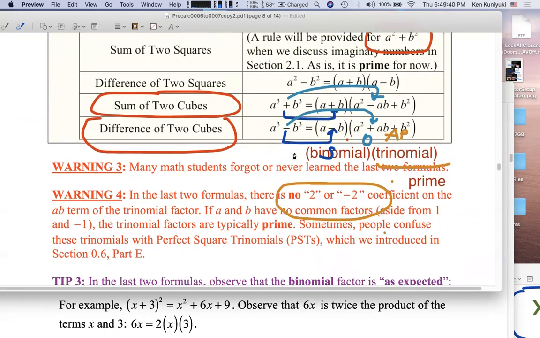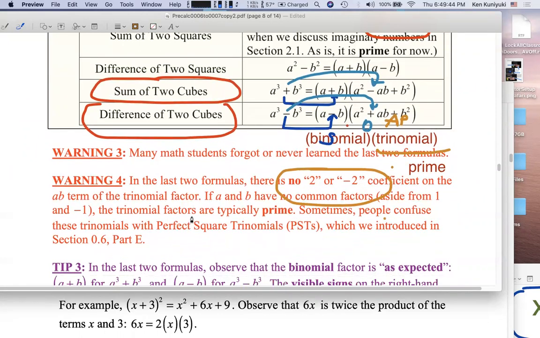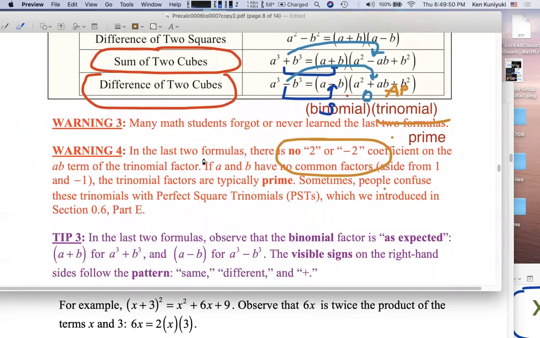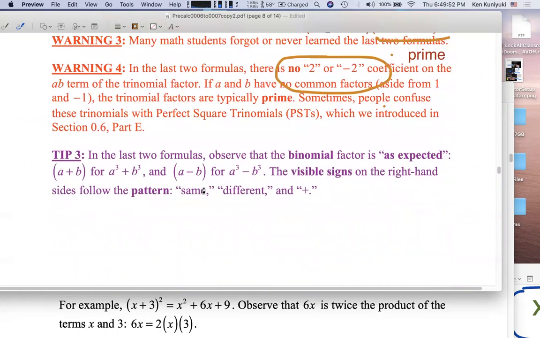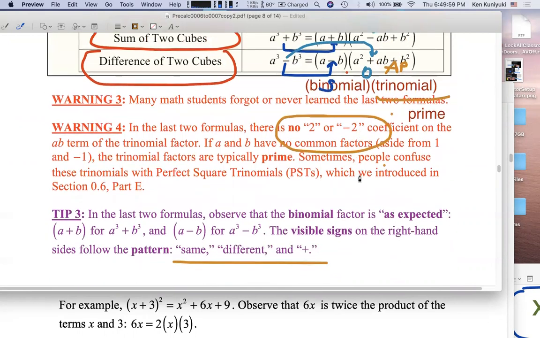All right, I'm assuming you've already factored out the GCF of the whole thing. Remember, if there's a GCF that's not 1 or -1, you got to factor that whole thing out anyway. Eventually, it could be in pieces. All right, same, opposite, always plus. The signs on the right side.